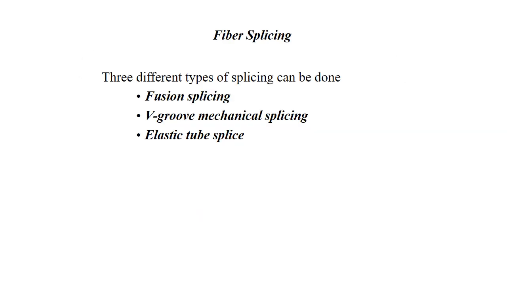So, fiber splicing. Fiber splicing is a permanent or semi-permanent joint between two fibers, and the process of joining these two fibers is called splicing. There are three different types of splicing that can be done: fusion splicing, V-groove mechanical splicing, and elastic tube splice.